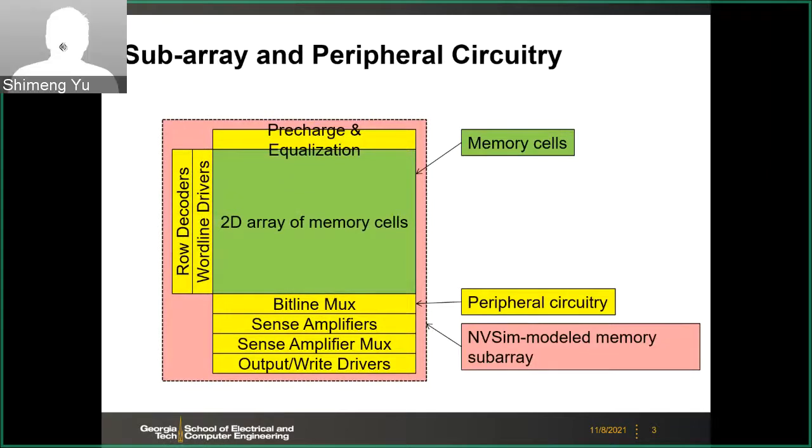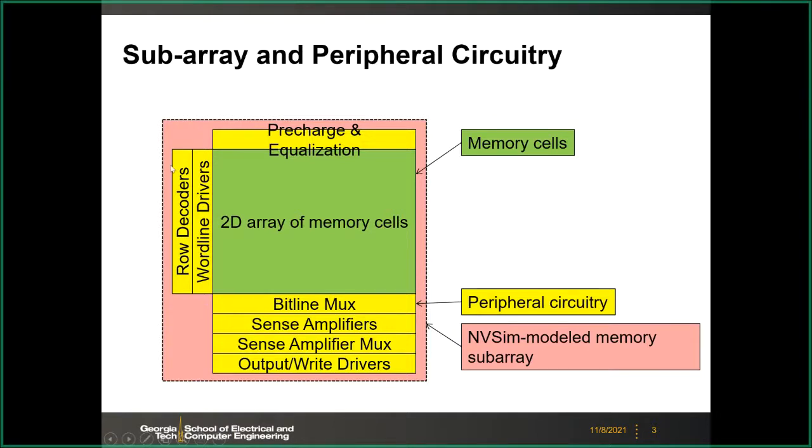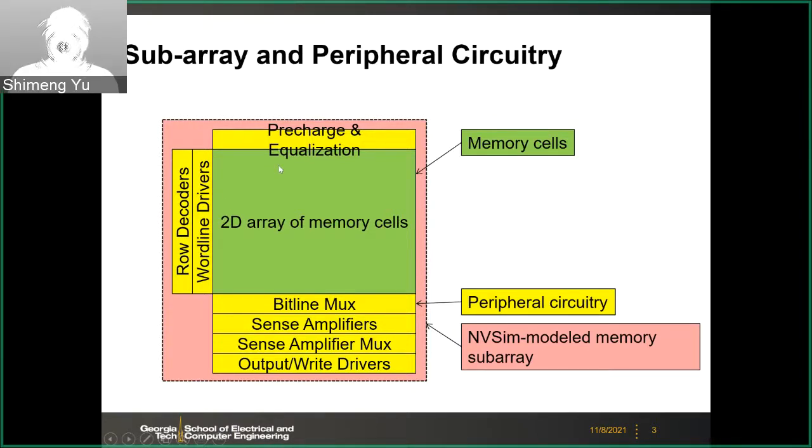All right, so this is one subarray for the memory and the generic peripheral circuitry. And we have discussed some of those in the previous lectures. Regardless of the memory types, you will have the array of the memory cells, and most of the memories will be a two-dimensional array. Of course, for the 3D NAND flash, you have the 3D array. But most of the other memories are two-dimensional arrays, and you have the word line as a row, bit line as a column.